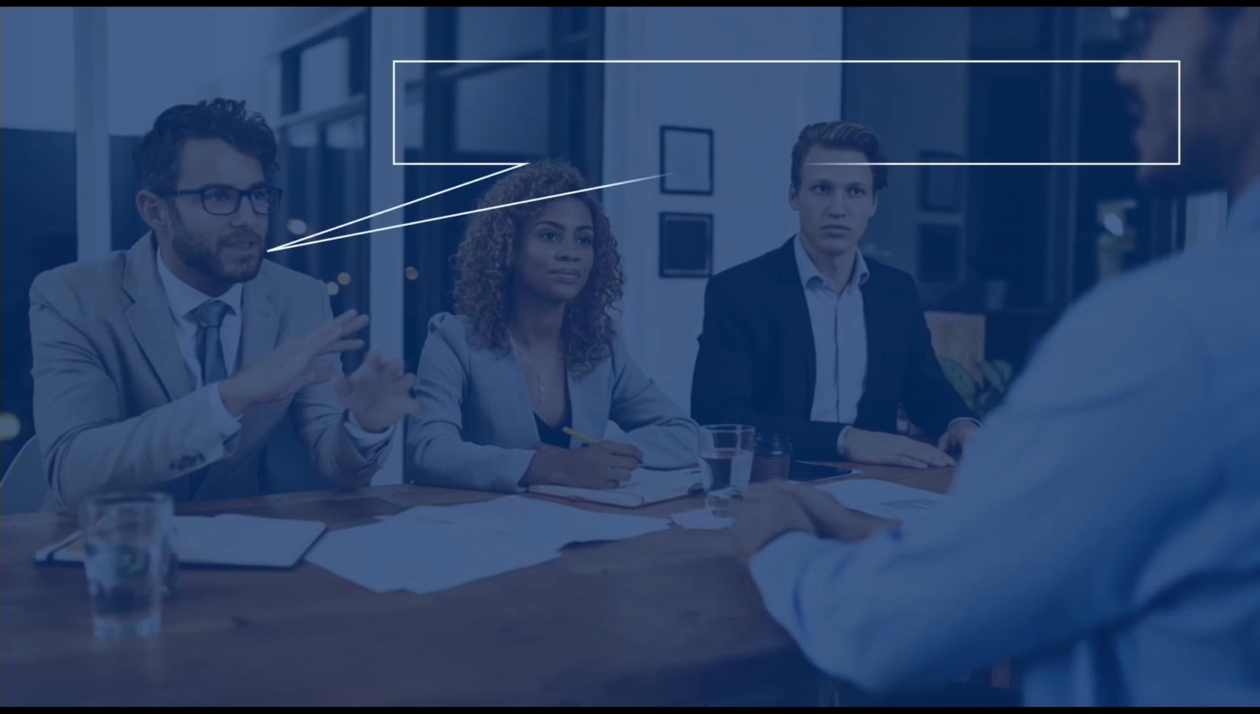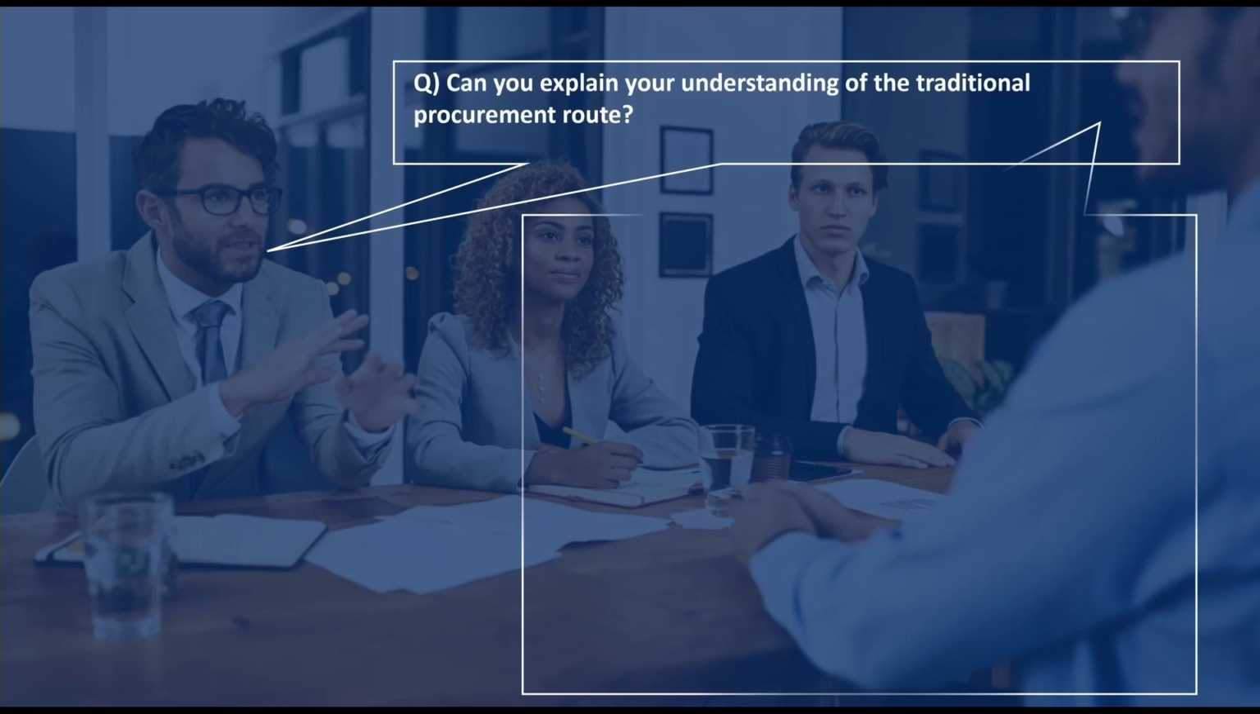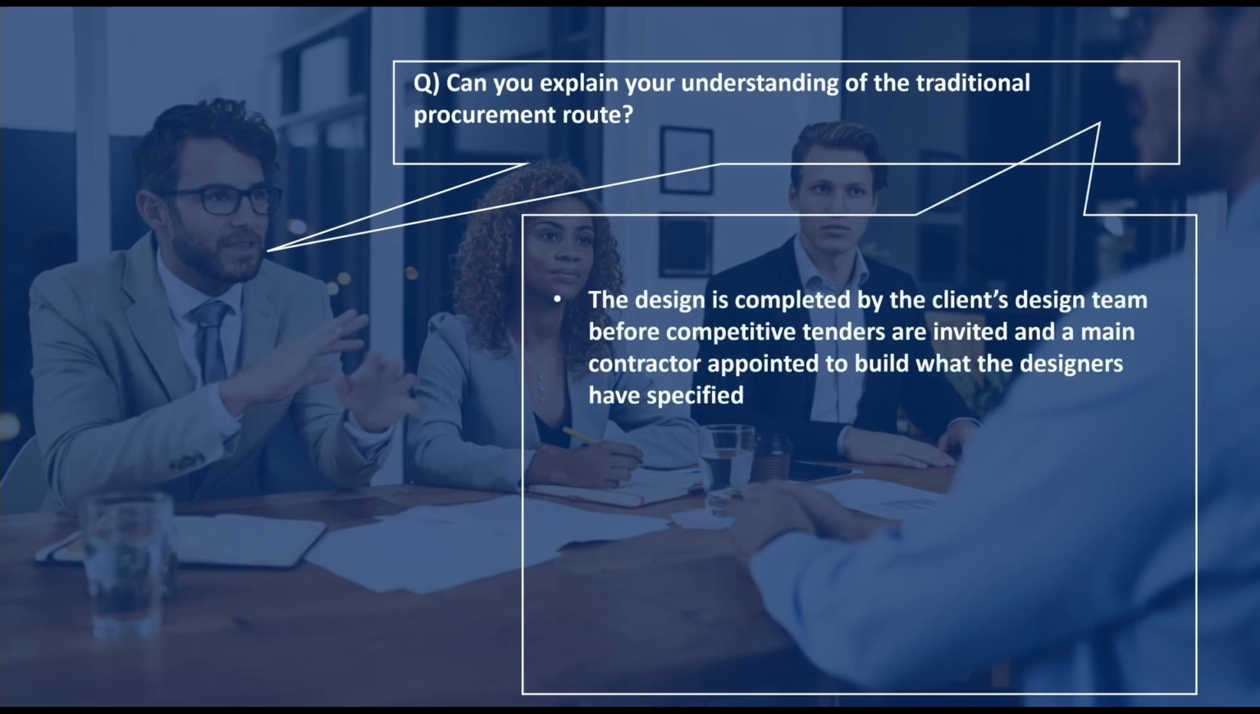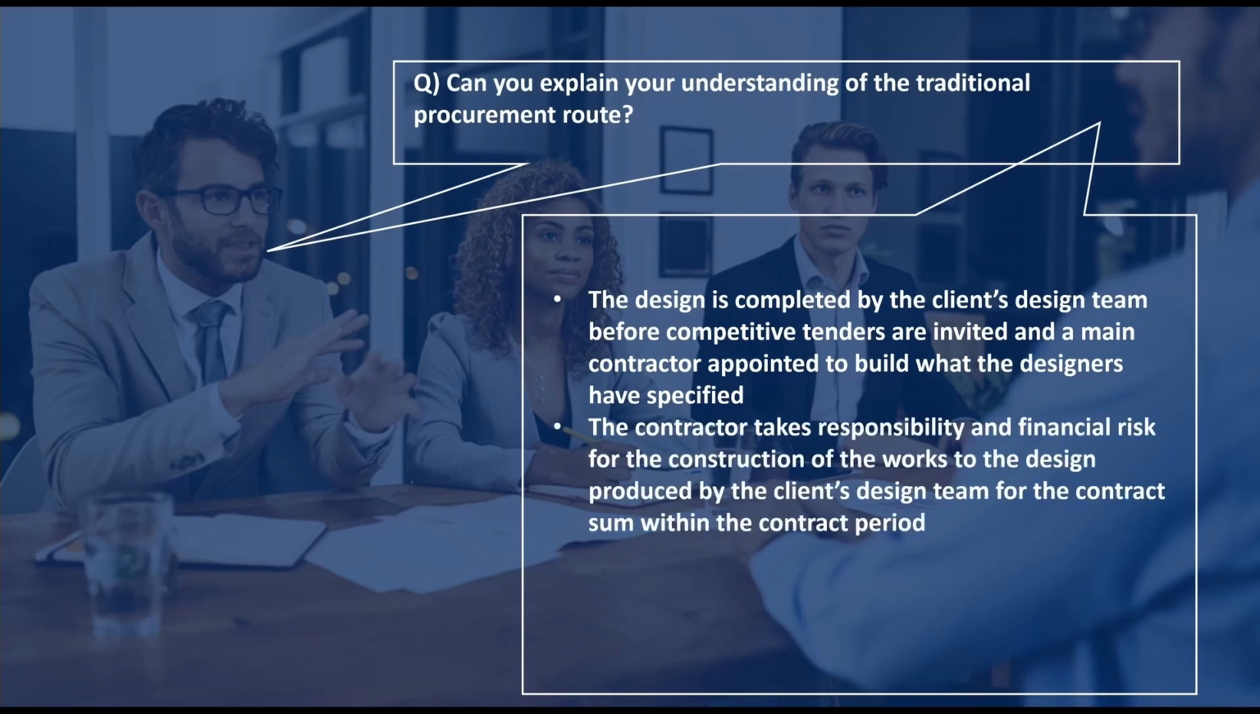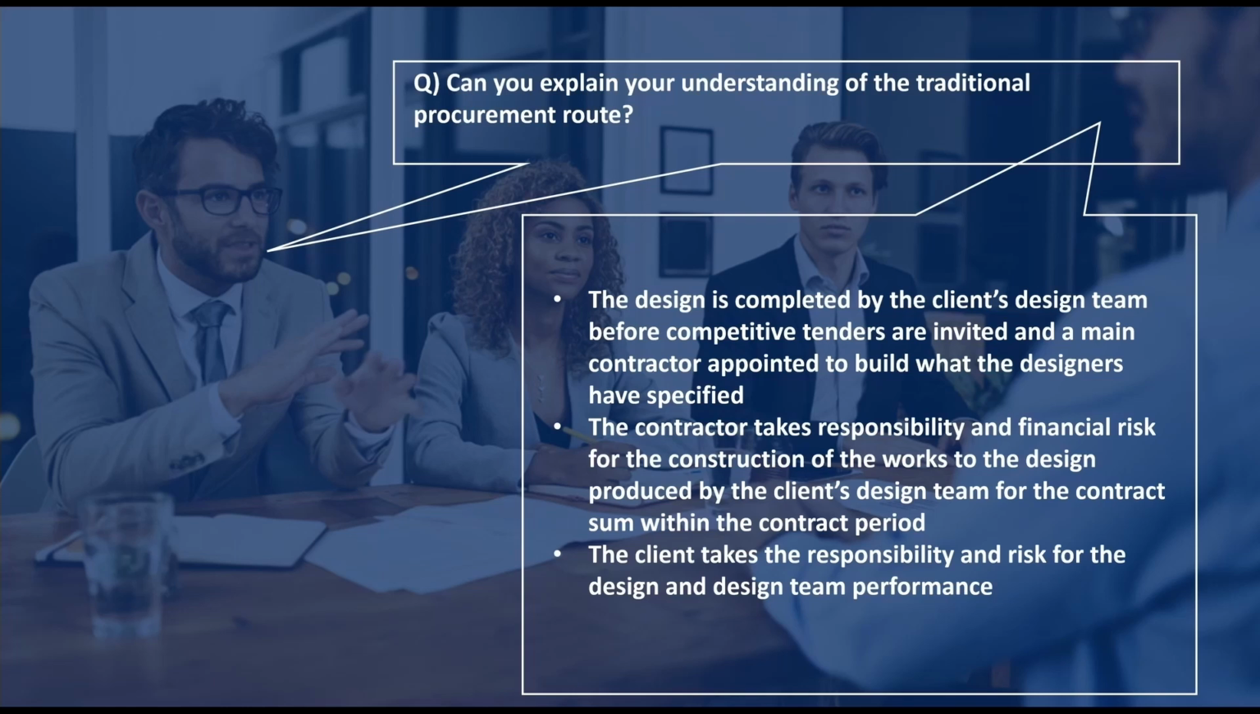We may also receive a follow-on question checking our understanding of how the traditional procurement route works, and to address this we could say that the design is completed by the client's design team before competitive tenders are invited and a main contractor appointed to build what the designers have specified. The contractor takes responsibility and financial risk for the construction of the works to the design produced by the client's design team for the contract sum within the contract period. However, the client takes the responsibility for the risk of the design and design team performance.